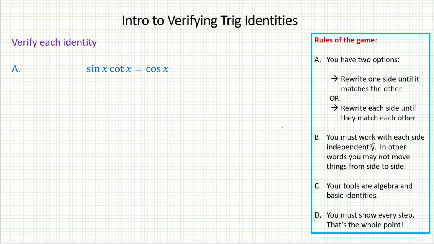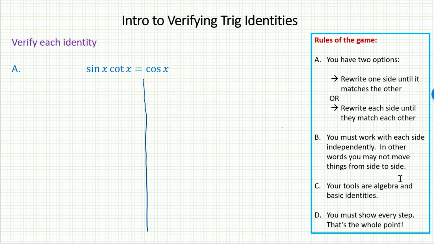Secondly, you have to work with each side independently. We're not solving equations here. There's no adding 5 to both sides. There's no square rooting both sides. Nothing like that. In fact, what I like to do is put a line right here in the middle where the equals sign is to remind myself I can't be moving things across that line. I am working with the left side alone, and I'm working with the right side alone.